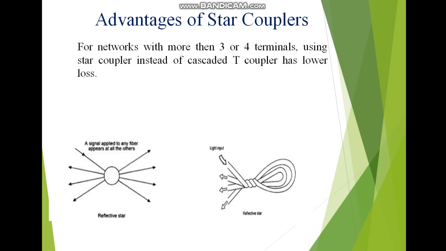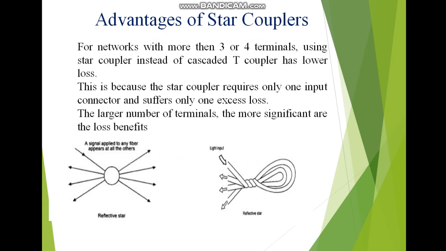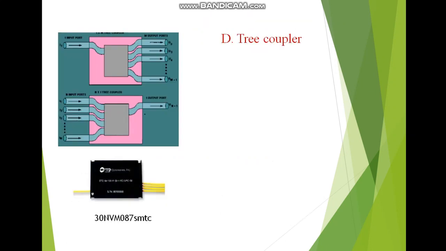There are so many advantages because if I want to have n number of input and output terminals, then I can't use a cascaded T coupler network because it will produce so much loss, because each T coupler will add some noise, some losses to the final design. So instead of a cascaded T coupler, I will use a star coupler. This is because a star coupler requires only one input connector and only one excess loss. The larger the number of terminals, the more significant are the loss benefits. So this is the advantage of the star coupler. Clear? Any doubt?